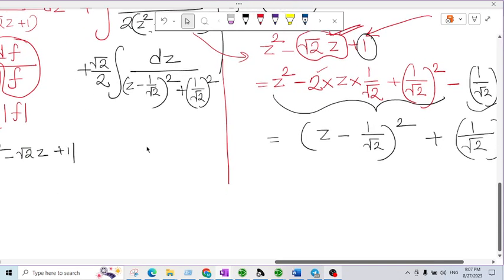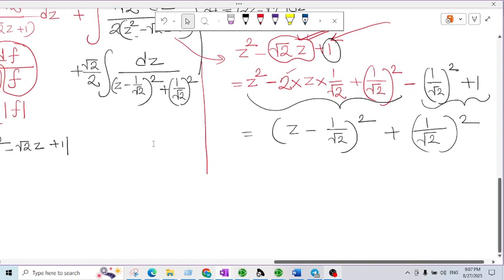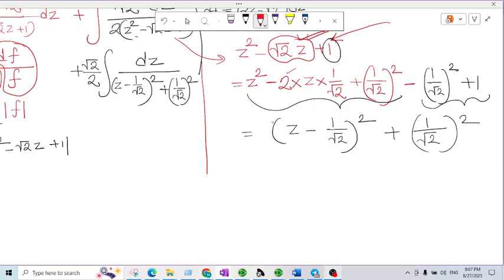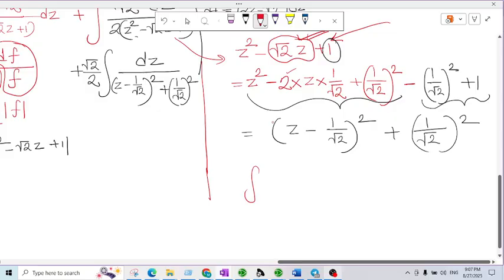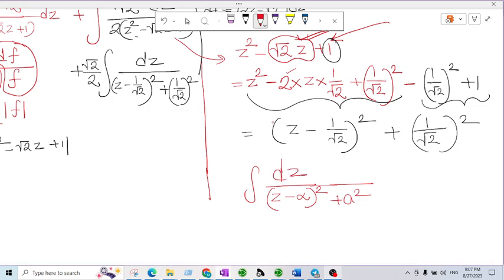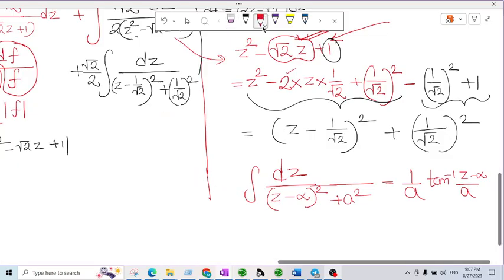Okay, so now up to here I have to use one formula, and the formula is integration of 1 by z minus alpha, or plus alpha, whatever you want. Let's say it's minus alpha, so z minus alpha square plus a square dz is equal to simply 1 by a tan inverse z minus alpha divided by a.